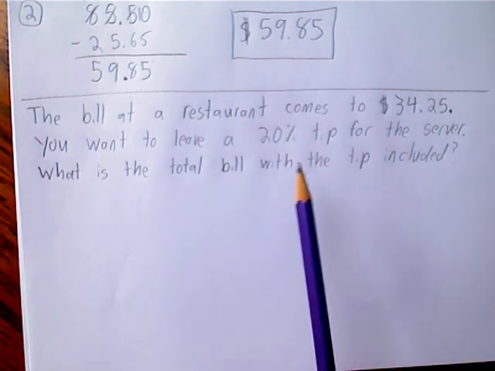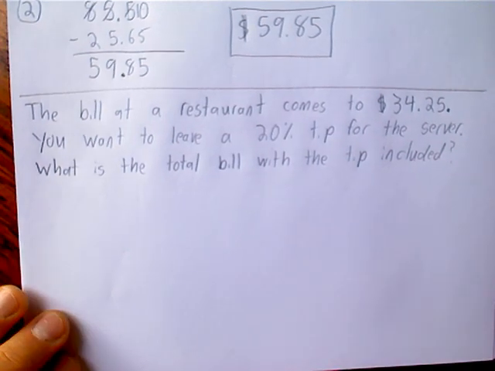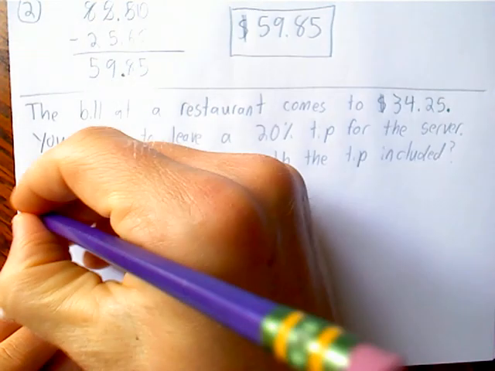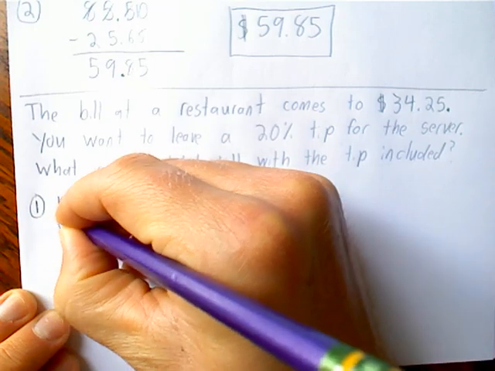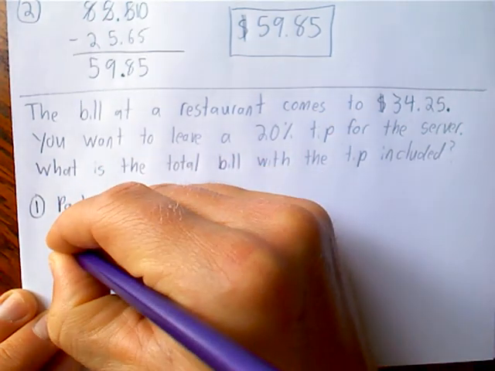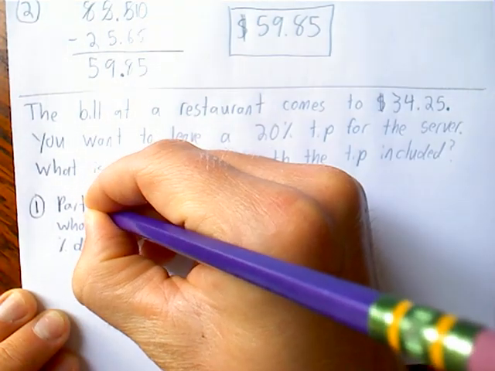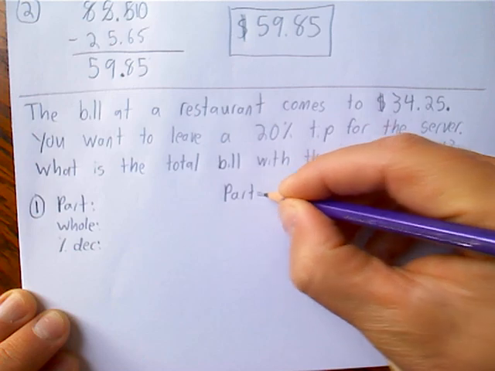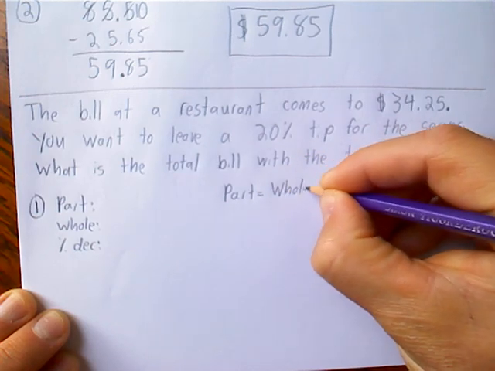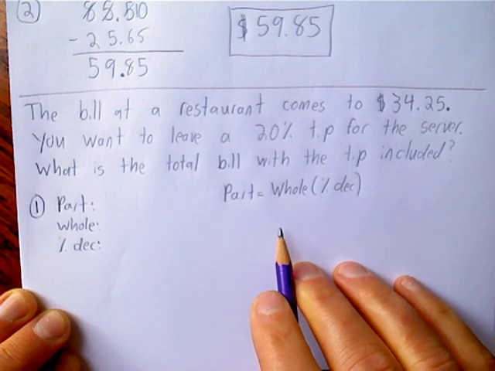So if you haven't written it down yet, please write this down. Feel free to pause it and let's start working on it. Remember, there's two parts to these type of problems. The first part is to figure out the part, the whole, and the percent as a decimal. We're going to use our equation method because it lines it up perfectly for us.